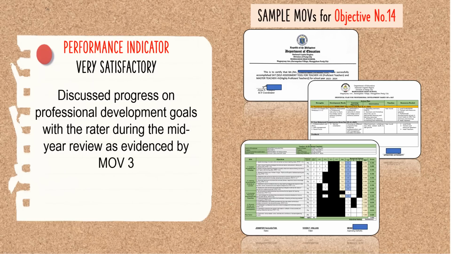Para naman makakuha ng very satisfactory ang performance indicator nito for quality, for objective number 14 ay discuss progress on professional development goals with the rater during the mid-year review as evidenced by MOV number 3. So ang MOV number 3 dito ay yung mid-year review form. So mapapansin po ninyo ulit, tatlo po yung nakalagay dyan kasi itong dalawa, ang certification from ICT coordinator at yung IPCRF-DP, ang supporting documents para magagawa itong mid-year review form.